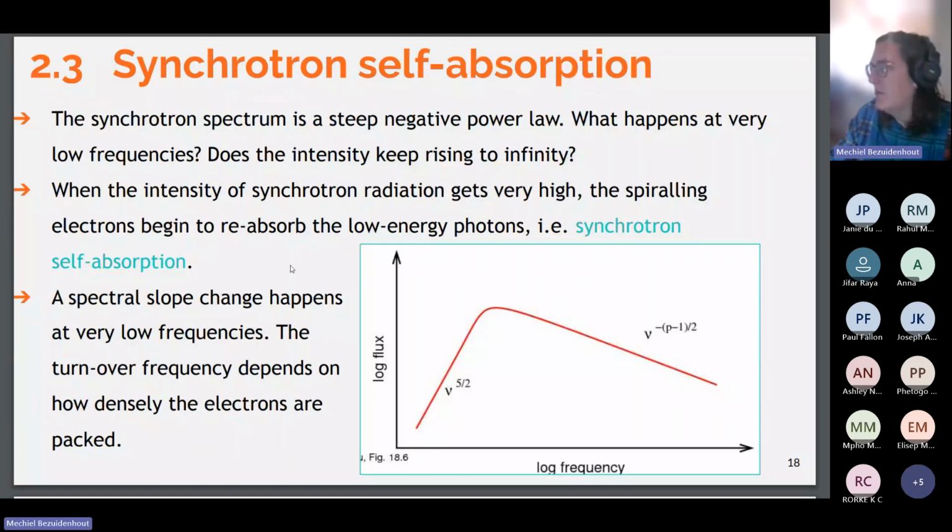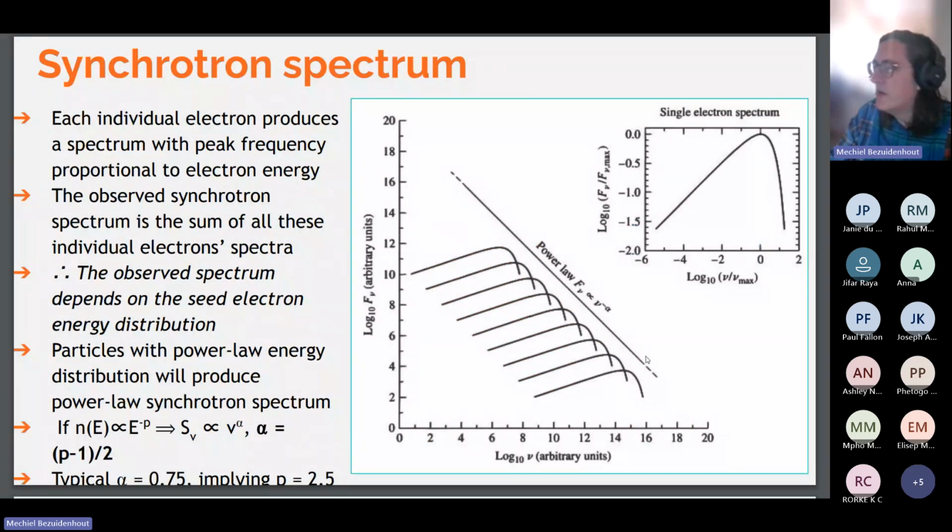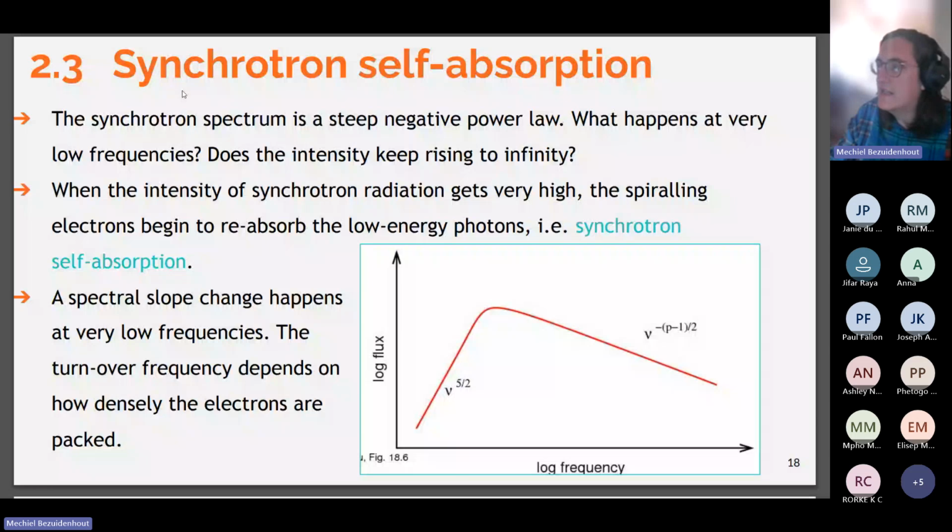So you might be wondering, we see in the spectrum a steep negative slope. But what happens at very low frequencies? Does the intensity of the synchrotron radiation keep increasing up into infinity at very low frequencies? That would be bad, right? We can't have infinite intensity. But fortunately, the universe has a way of regulating itself. In this case, it does so using synchrotron self-absorption, which means that at very low frequencies, the spiraling electrons begin to reabsorb those low energy photons. So you have the electrons producing these photons, but the photons just get reabsorbed by the same electrons, and that's called synchrotron self-absorption.